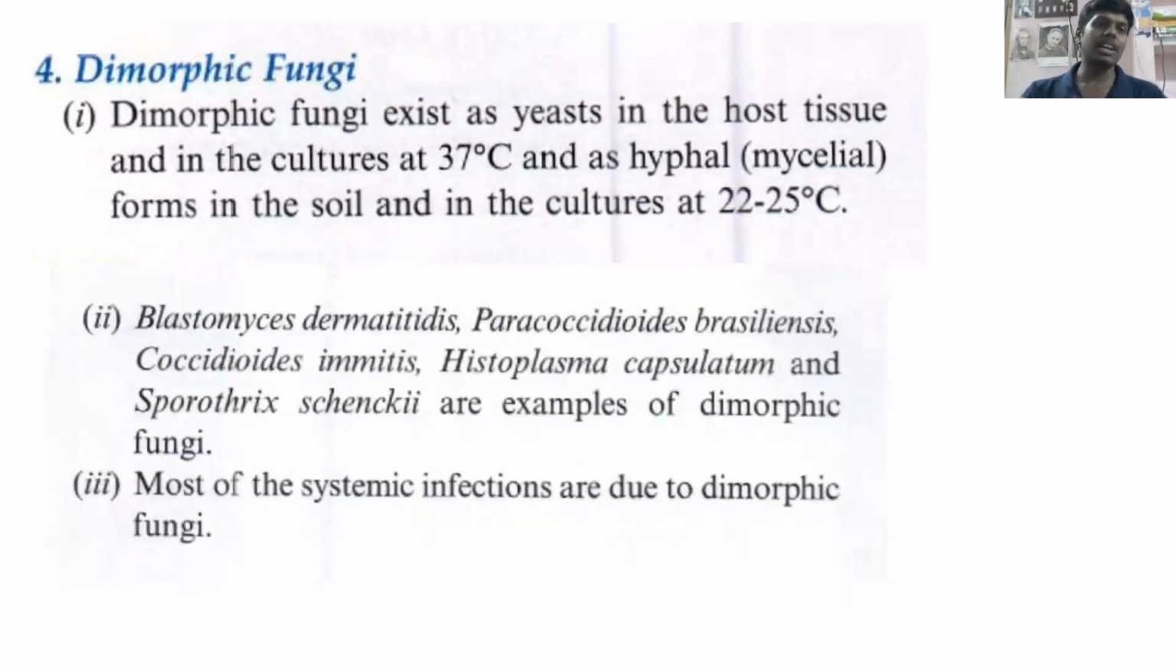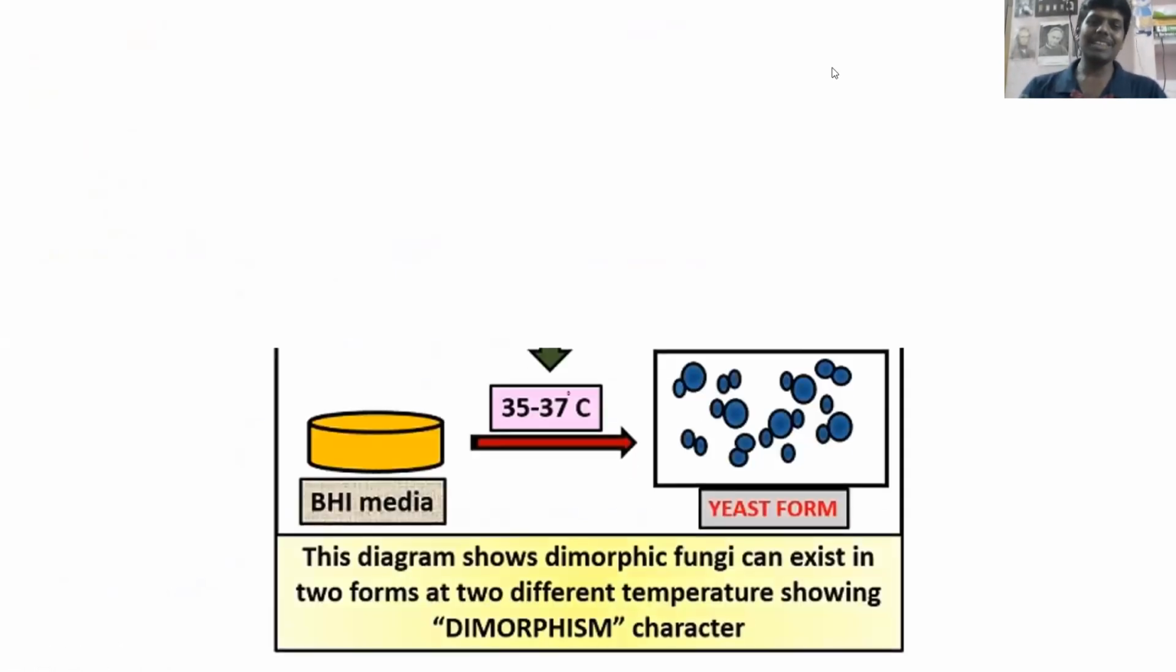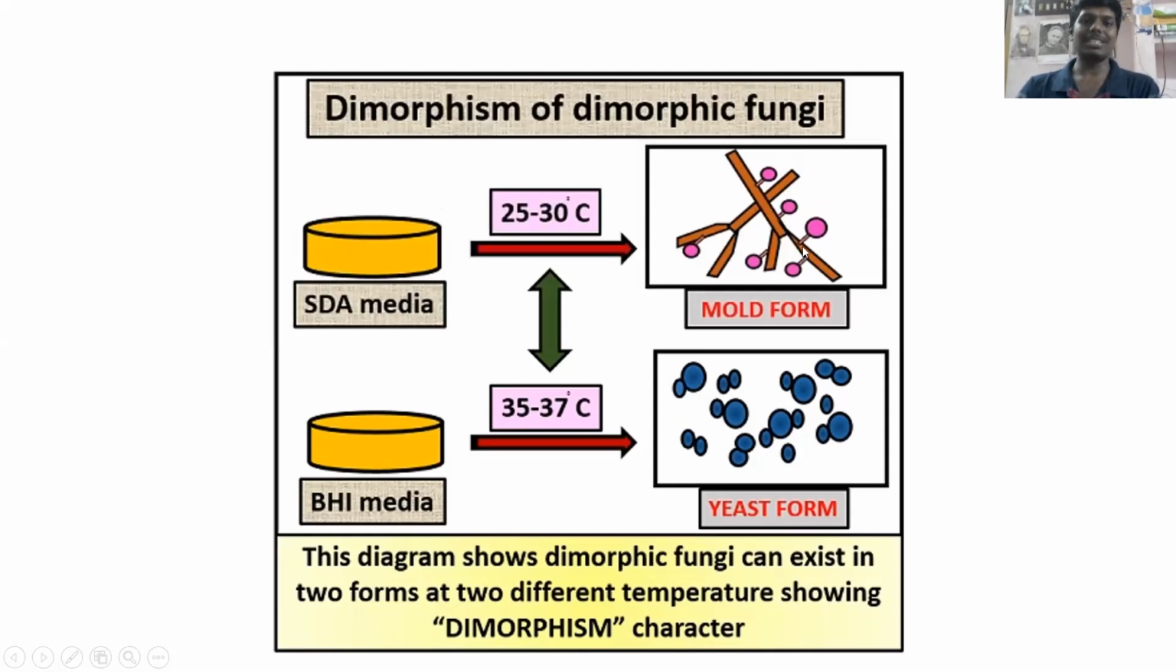The best examples for dimorphic fungi are Blastomyces, Paracoccidioides, Coccidioides, Histoplasma capsulatum, and Sporothrix schenckii. Don't worry, in the future classes you need to memorize all the names of these fungi. Okay, there is no other choice. So at body temperature, these fungi will show yeast-like morphology, and at room temperature, they will show mold-like morphology. That is why they are called dimorphic fungi. So this is how fungi are classified.